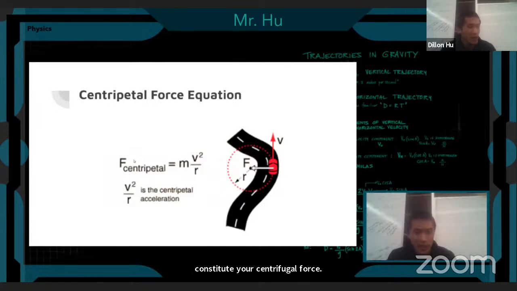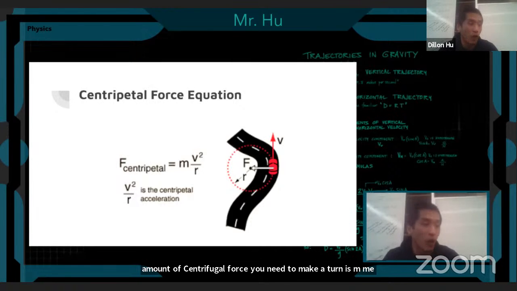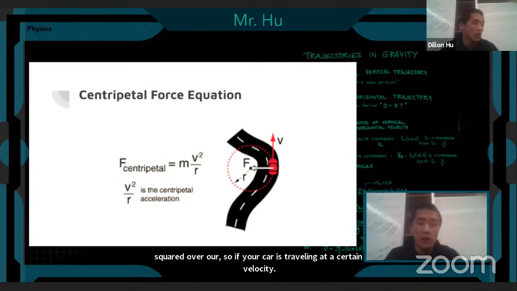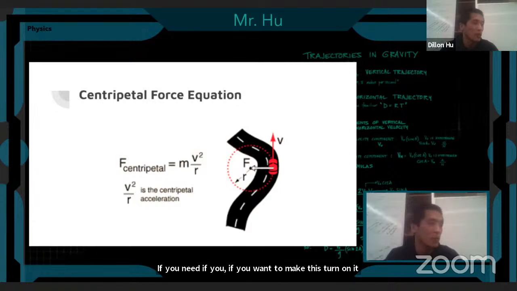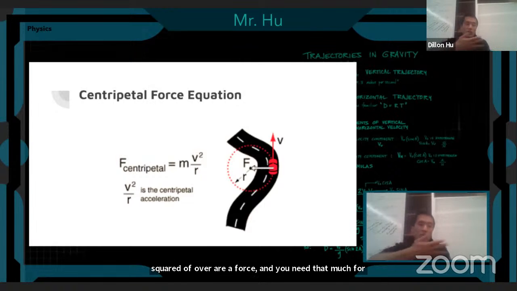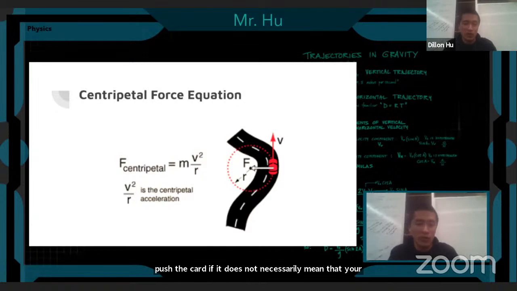As we're continuing off of last class, the amount of centripetal force you need to make a turn is mv squared over r. So if your car is traveling at a certain velocity v, and you want to make this turn on a circle with a radius r, you need mv squared over r of force. You need that much force to push the car into the circle. It does not necessarily mean that your car has that much force available.